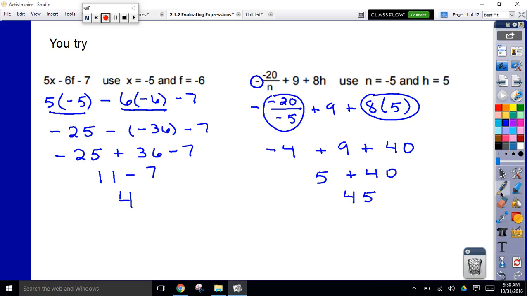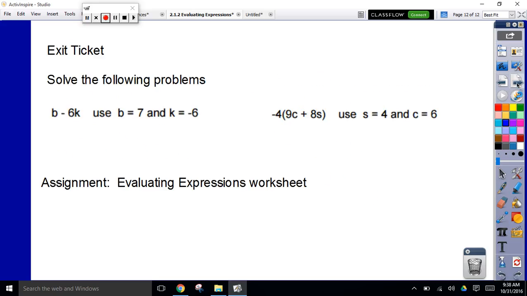Okay. I have an exit ticket for you to do. I want you to copy the problem, then show me as your first step how you're going to substitute the numbers in. I will come around to check your exit ticket.